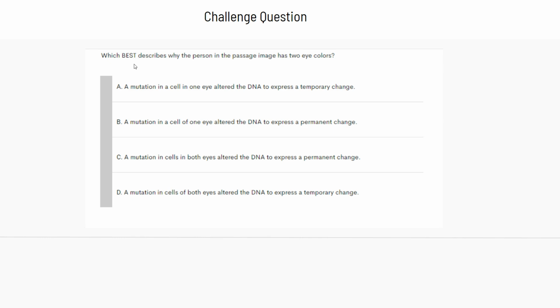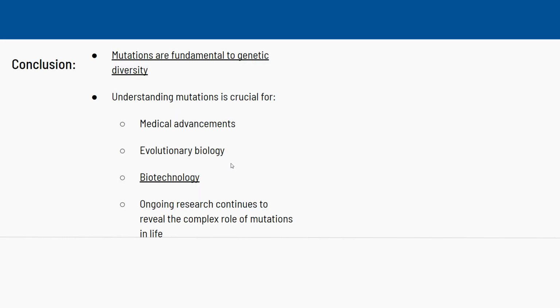So you have to determine if this is a mutation that only affects one eye or a mutation that affects both of your eyes, or is it a temporary change or a permanent change? So unfortunately, it's definitely a permanent change. So that narrows out A and D. So out of B and C, what do you think would be the correct answer? So if you chose B, you are correct. So a mutation in a cell of one eye altered the DNA to express a permanent change.